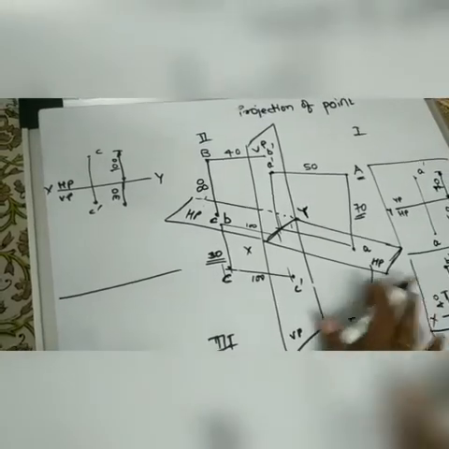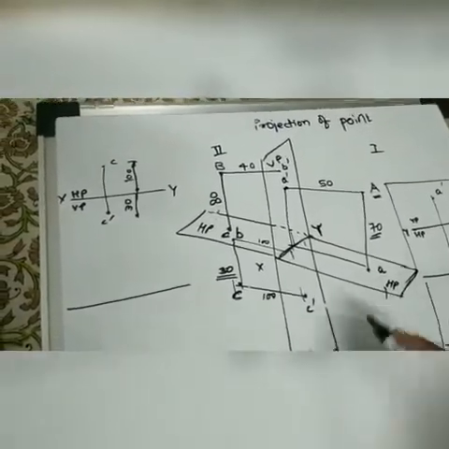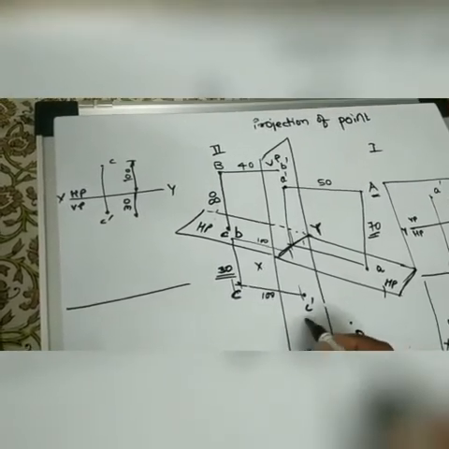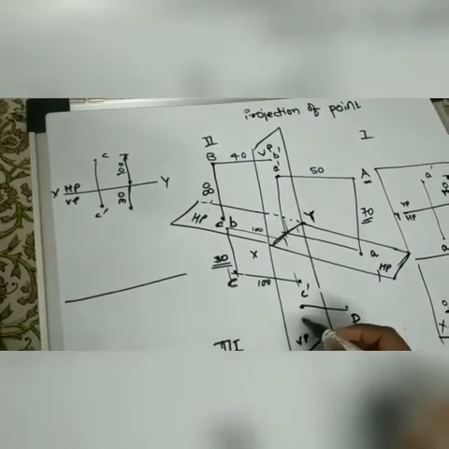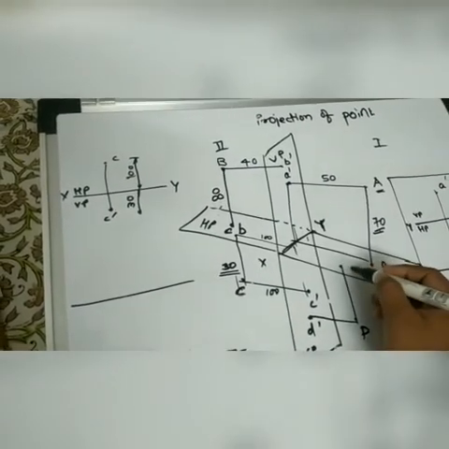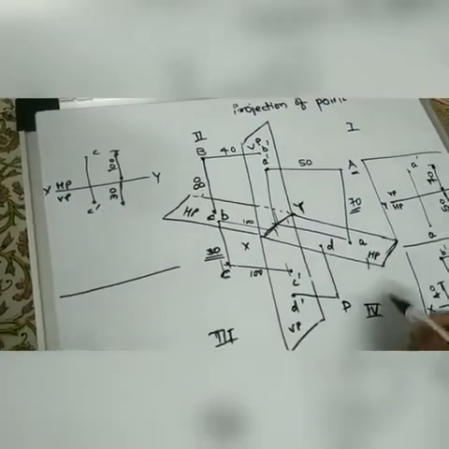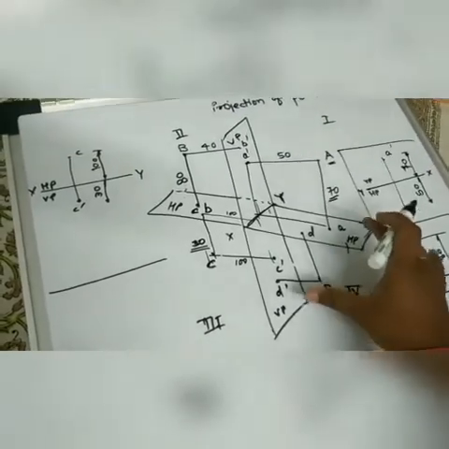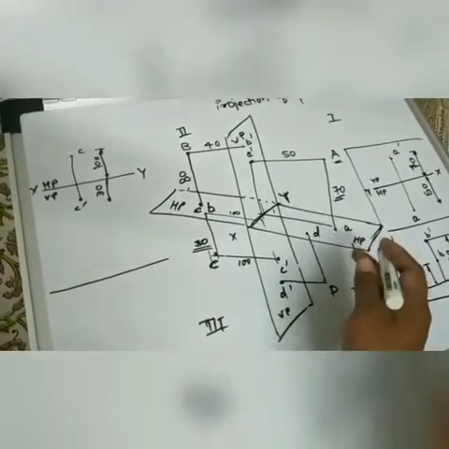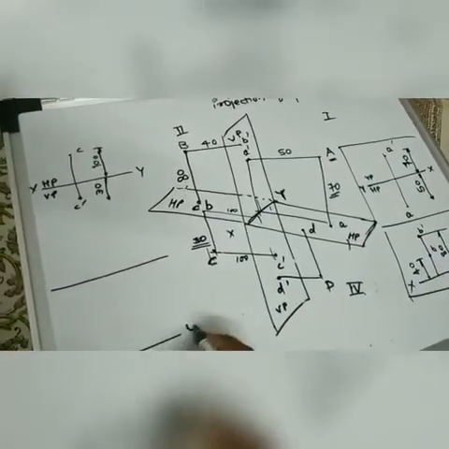Now let us see point D. To avoid complication, I take it here. Okay, so I project point D on VP. This is D dash, the front view of point D. This is the top view of point D. Again, in the fourth quadrant, HP rotates like this, so VP and HP overlap below the XY line. In the second quadrant, they overlap above the XY line. Here they overlap below the XY line. So what you obtain here actually is like this.